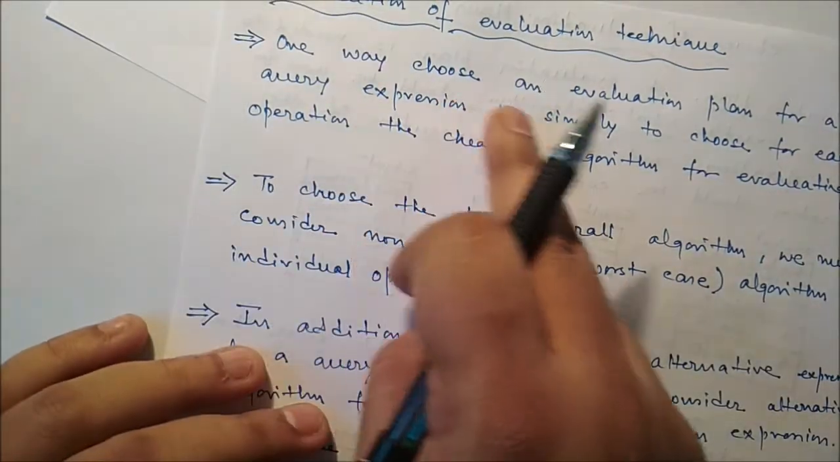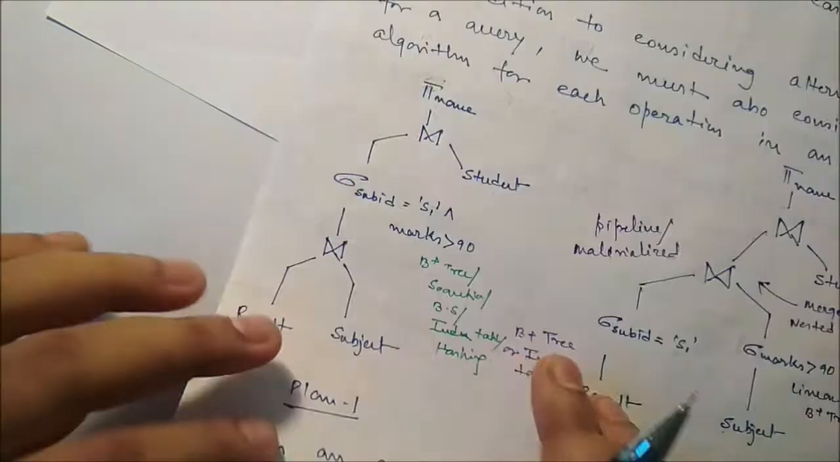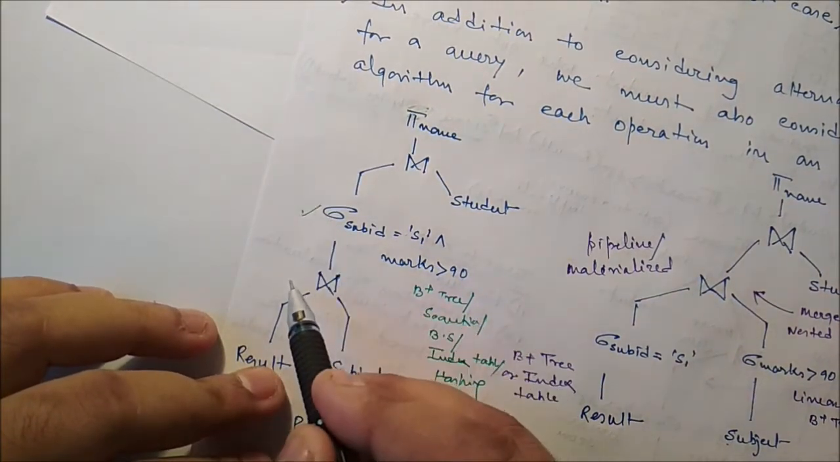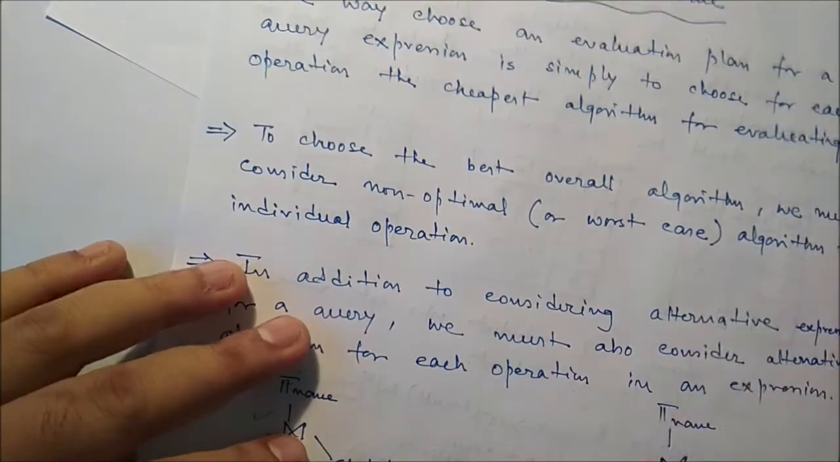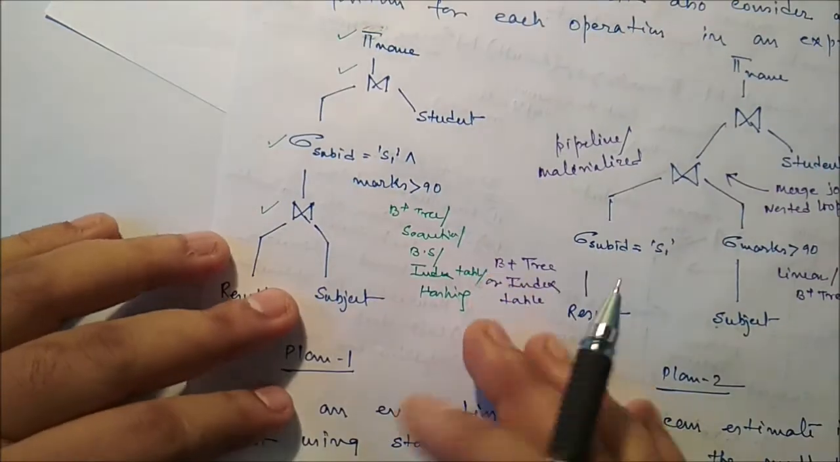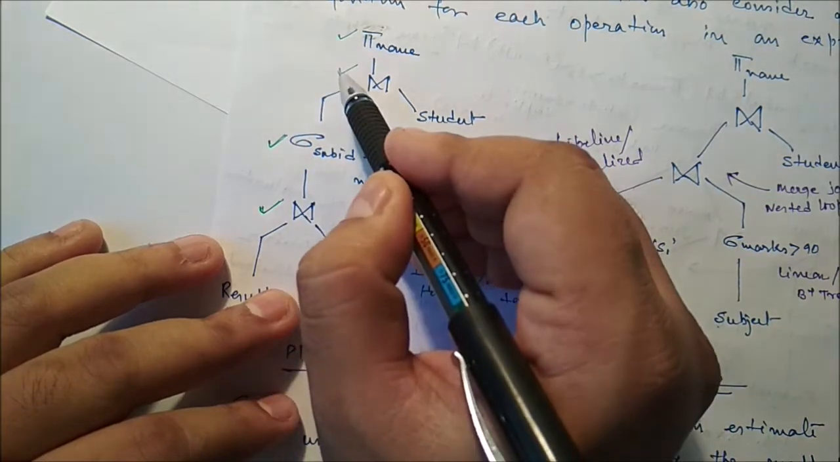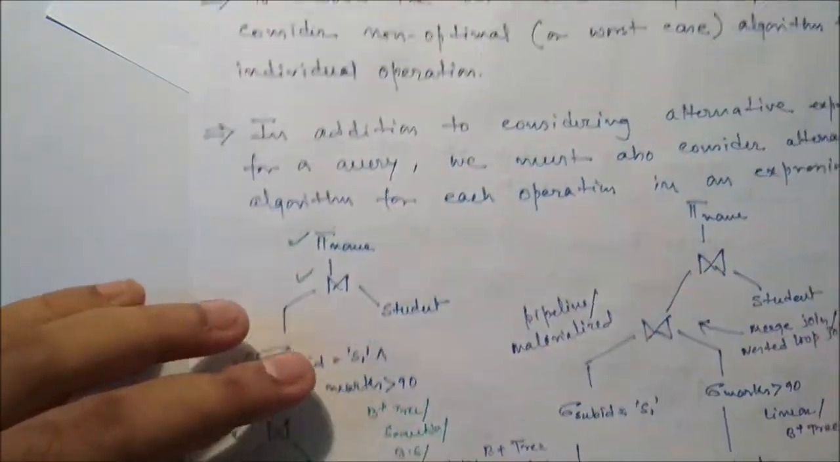So one way to choose an evaluation plan for a query expression is simply to choose for each operation. Various operations are there. Here it is selection, here it is a join, another join is there, and here a projection is there. These are the operations. So for each operation, pick the cheapest algorithm for evaluating it. Pick the cheapest one for this, for this, for this, and for this. Like this way we can do.